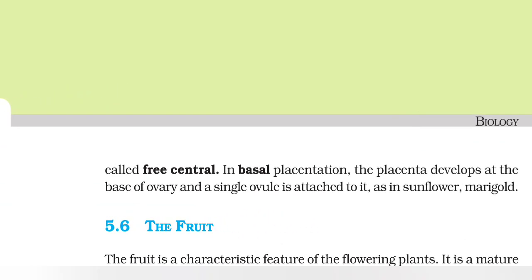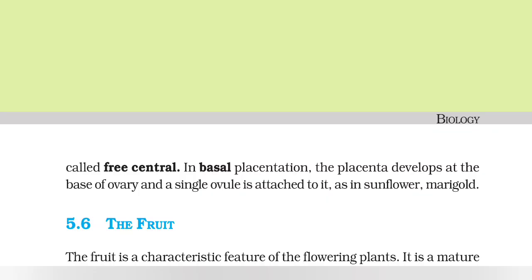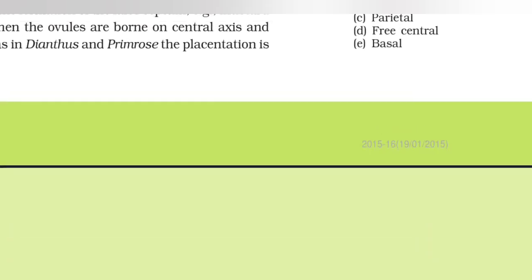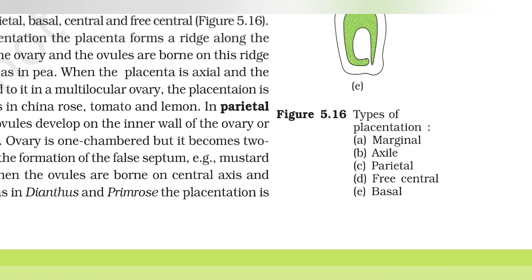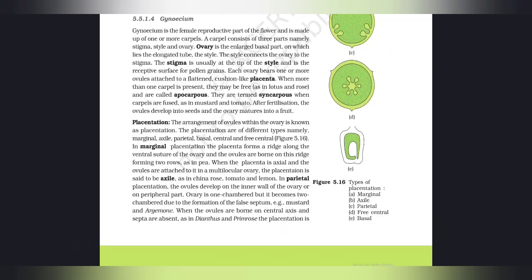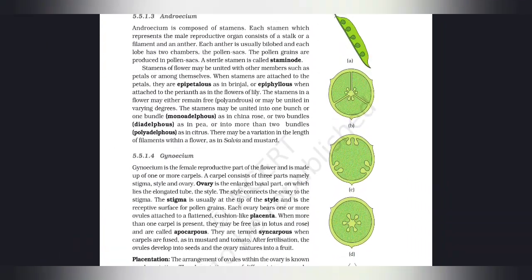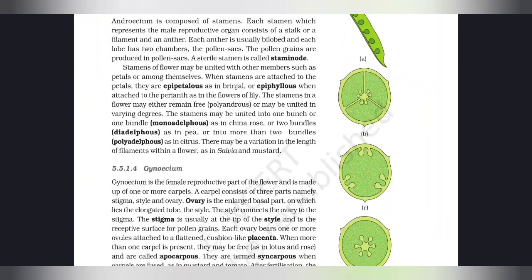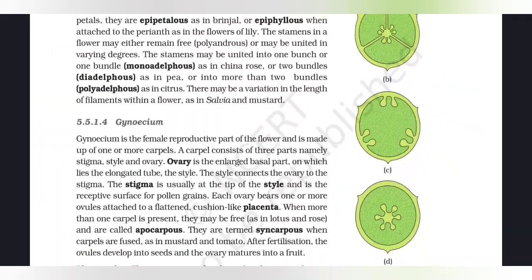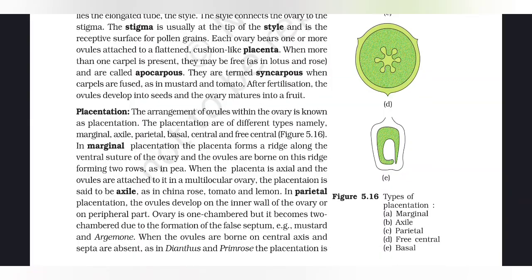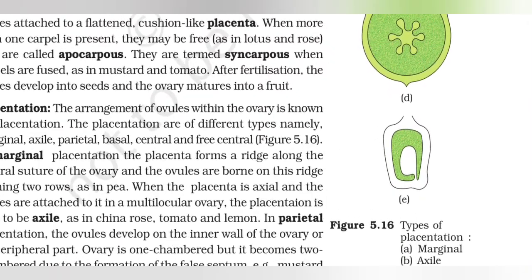In basal placentation, the placenta develops at the base of the ovary and a single ovule is attached to it, as in sunflower and marigold. Here are the types of placentation. A is marginal, B is axial, C is parietal, D is free central, E is basal.